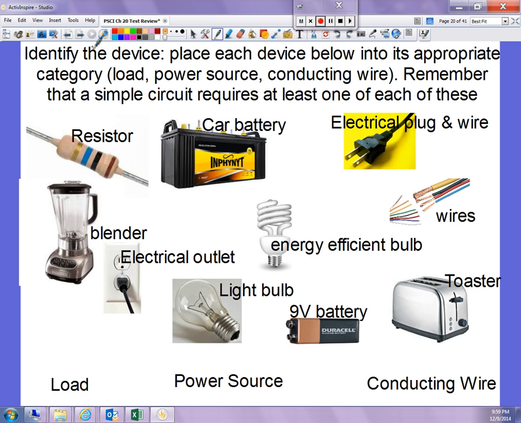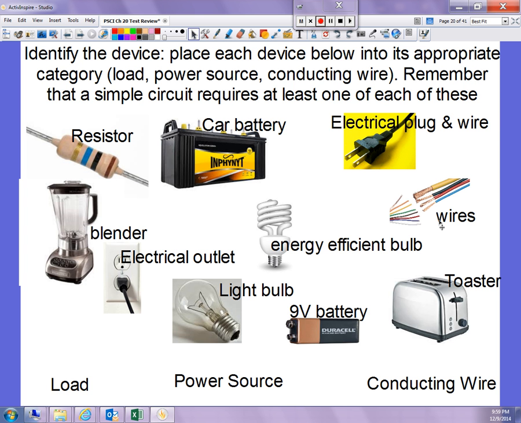All right, next one. Identify the device. So take a second. We have loads, power sources, and conducting wires here. So take a moment and put each of these in the right spot. So I'll just sort of read this out so we're going along. So you're going to classify a resistor as a load, a power source, or a conducting wire. A car battery, what category does it belong in? An electrical plug and wire, which category would we put that in?